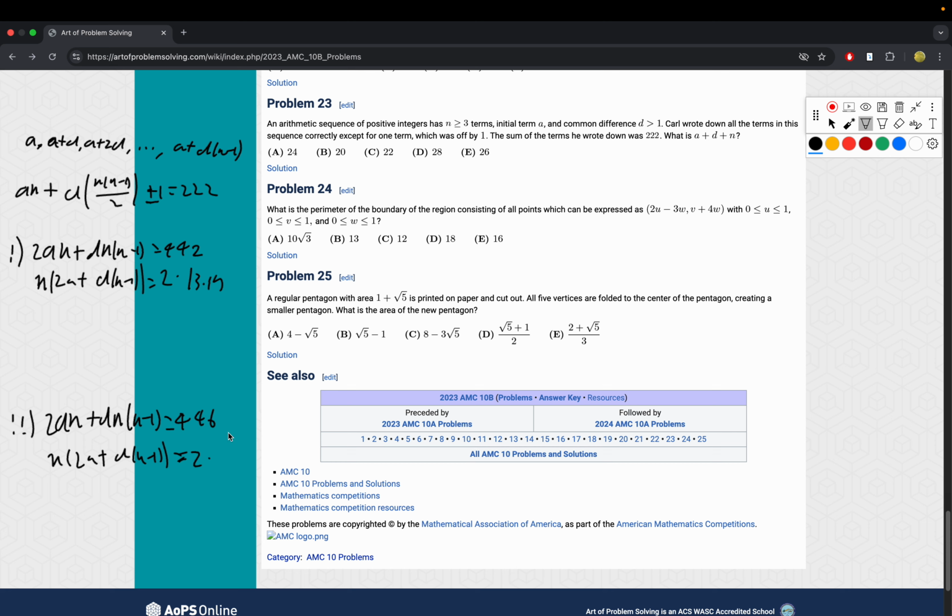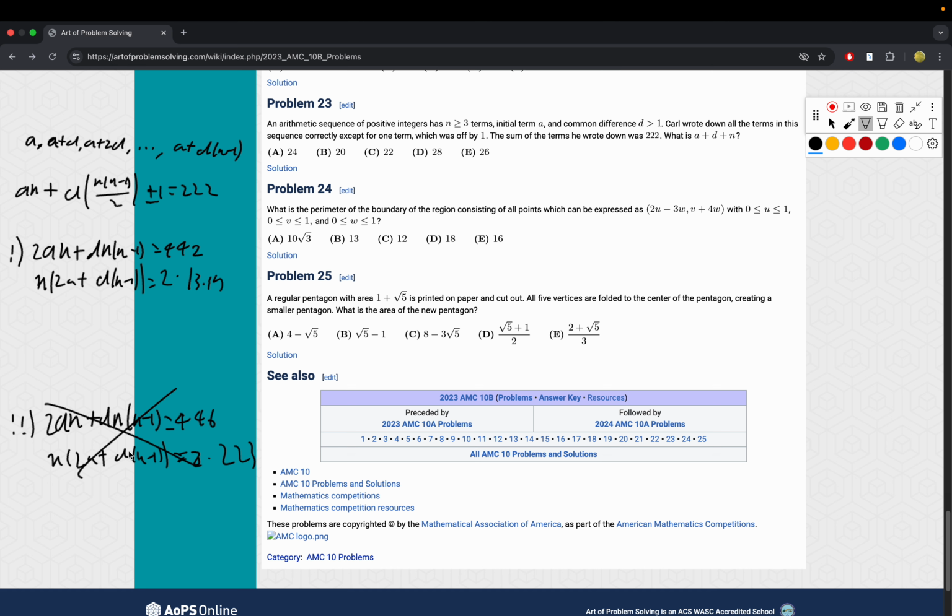And 223 is not divisible by 3, 5, 7, 11, 13, definitely not. We check everything that's within 15, so 223 is a prime. Now, I'm pretty sure this case doesn't work because n must be 223, but this whole thing cannot be equal to 2, because d is greater than 1. So let's eliminate this case.